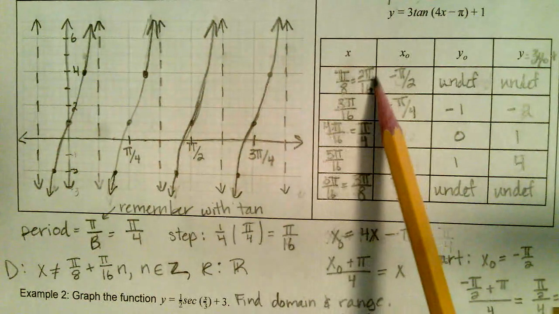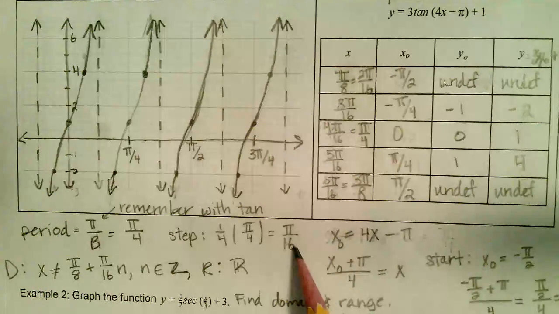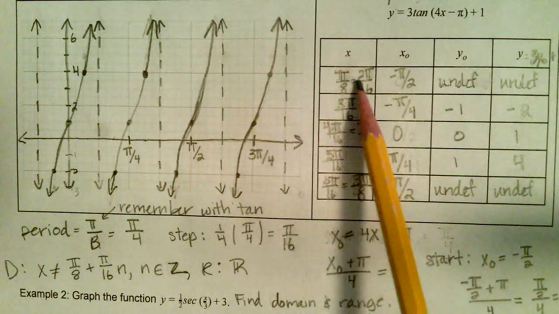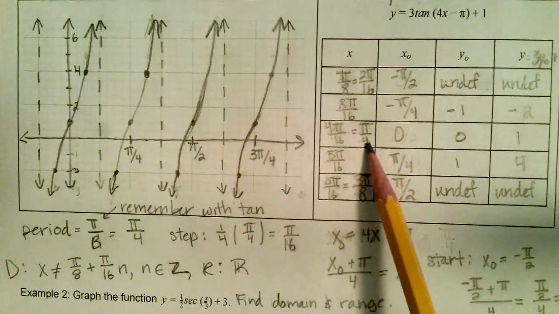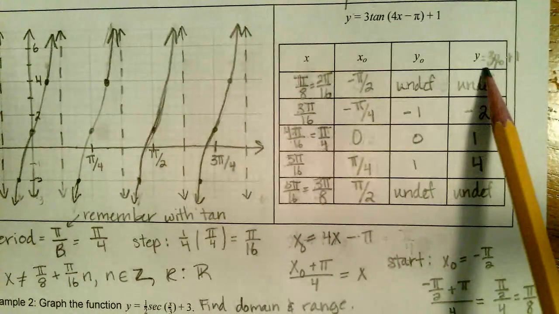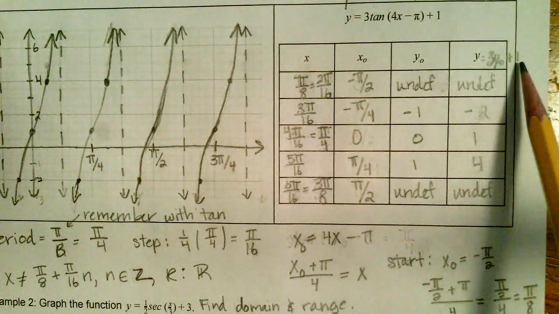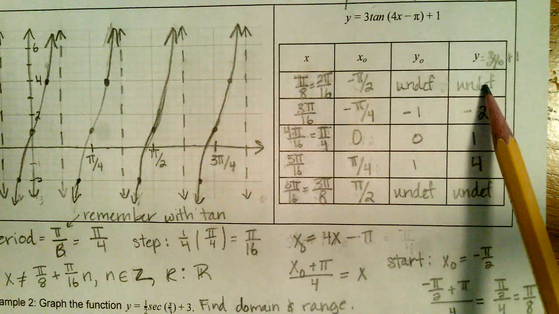Okay, so I did this in my table, pi over 8. The reason I wrote this in terms of sixteenths is because that's my step. I just did that to make life a little easier for myself. So I went up by pi over 16. I simplified whenever I could. And then I did the same transformation thing as we did before. My y is now going to be 3 times my original y plus 1. Anytime I multiply something that's undefined by a number, I still get undefined.